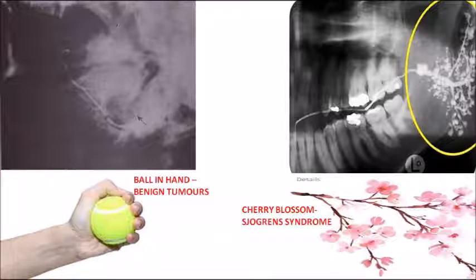I have shown in the first picture what a ball in hand appearance is. The dye is not taken up by the benign tumor part, only the gland portion and the duct portion are taken up by the dye. So the appearance is ball in hand appearance in case of benign tumors. Coming on to the last one, that is cherry blossom appearance. It is seen in Sjogren syndrome.